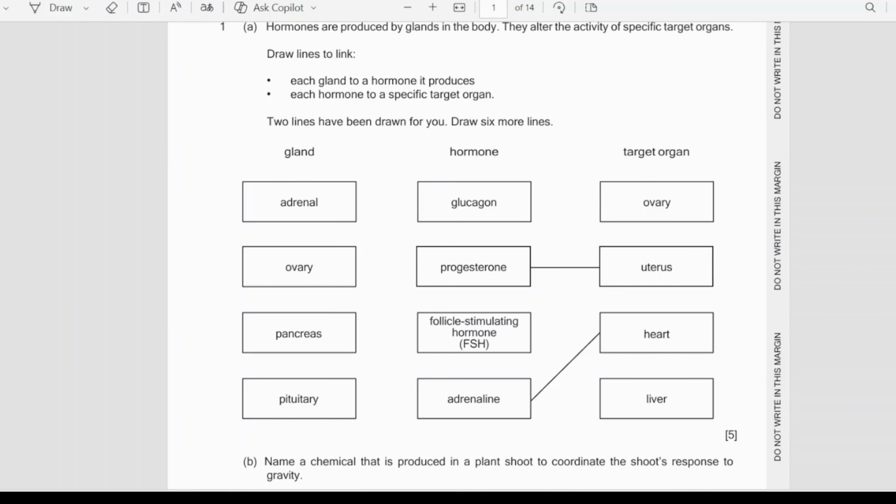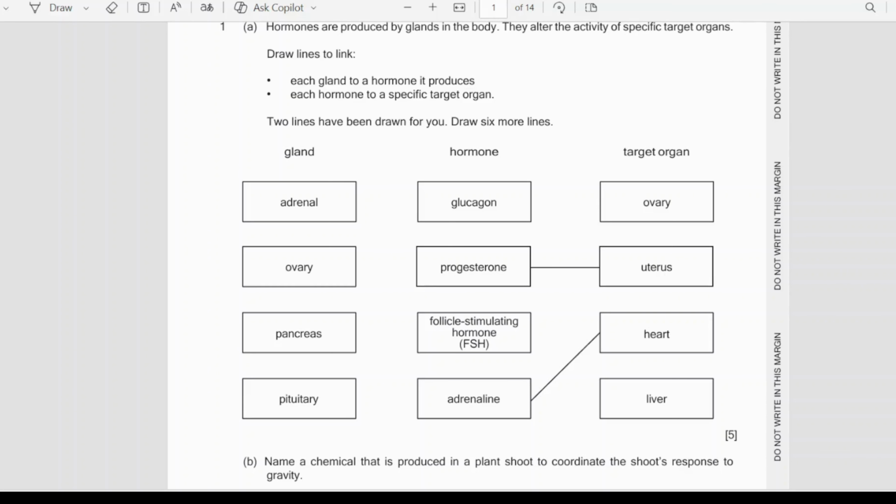Okay, so the very first question of October November paper is variant 2, paper 2. The very first question is related to hormones. The four glands are mentioned: adrenal gland, ovary, pancreas, and pituitary gland. So what you need to do is match the hormones and their target organs, like where do they act actually.